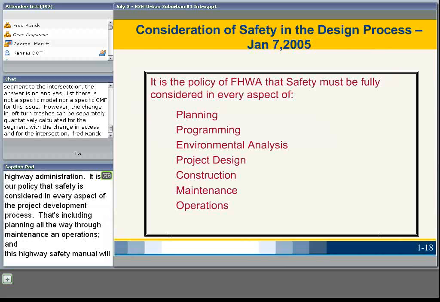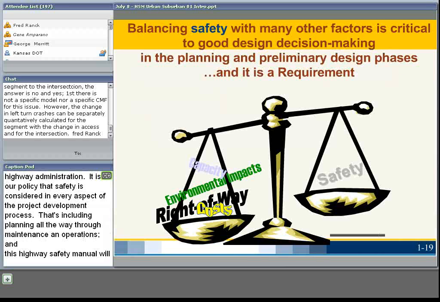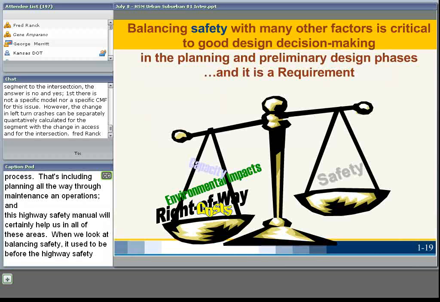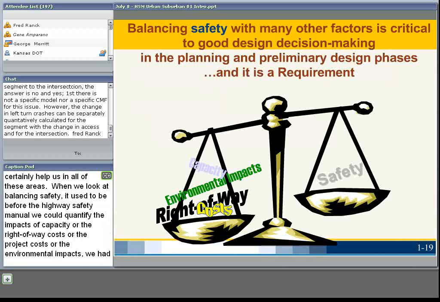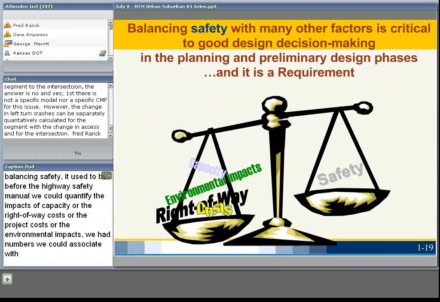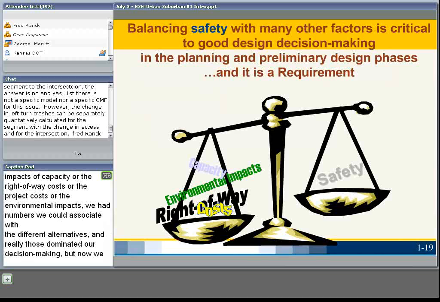Now, I mentioned Federal Highway Administration. It is our policy that safety is considered in every aspect of the project development process, from planning all the way through maintenance and operations. And this Highway Safety Manual will certainly help us in all of these areas. When we look at balancing safety, before the Highway Safety Manual, while we could quantify the impacts of capacity, right-of-way costs, project costs, or environmental impacts, we had numbers associated with the different alternatives, and really those dominated our design decision making. But now we have a quantitative way to evaluate safety, and that can help us bring safety back into the conversation about what design decisions we should be making and what the impacts of those decisions are.